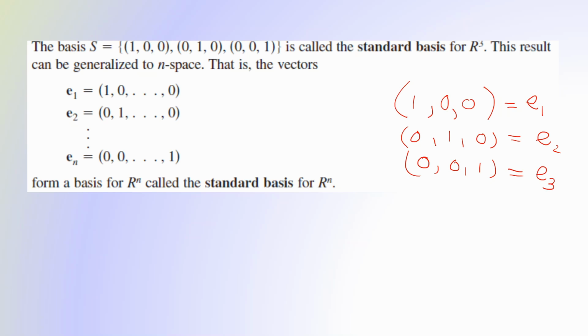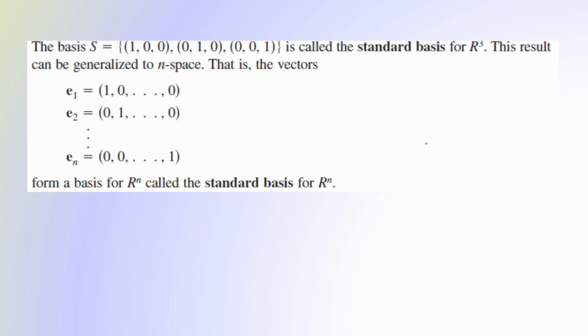The standard basis for R3 has three vectors, each with three components. The vector with 1 in the first position and 0 in the other components is known as E1. The one with 1 in the second position and other components 0 is E2. And the one with 1 in the third position and other components 0 is E3. So this is the standard basis for R3.